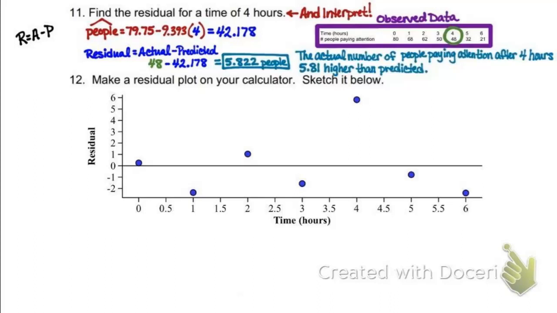So that's what I had for mine. Am I going to have you make a residual plot on the test? No. Okay, I'll have to double check on the directions for that. I'm not going to have you make one on the test.